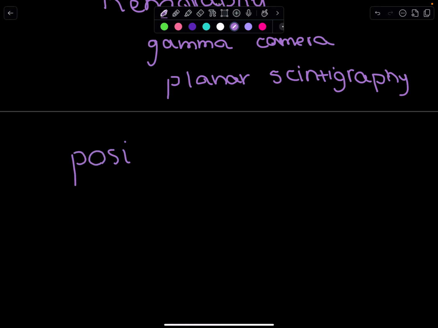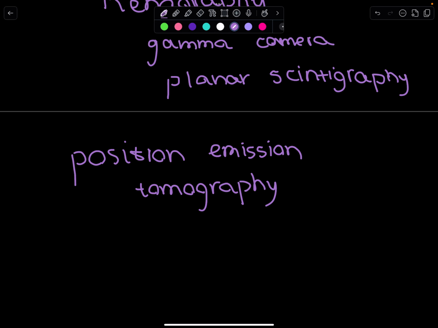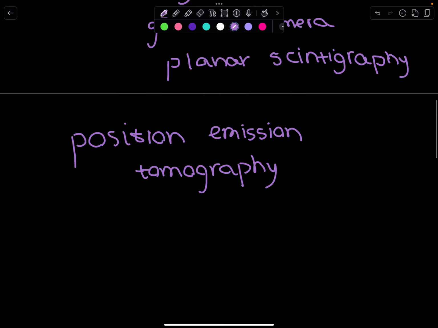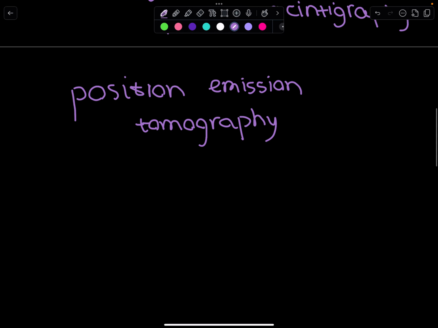Positron emission tomography, or PET, isn't routine for kidneys, but can be used to evaluate kidney tumors or metabolic activity by detecting positron emitting tracers. Single photon emission computerized tomography, or SPECT, is like scintigraphy, but creates 3D images, offering more detail on kidney structure and function, especially for complex cases like transplant evaluation.